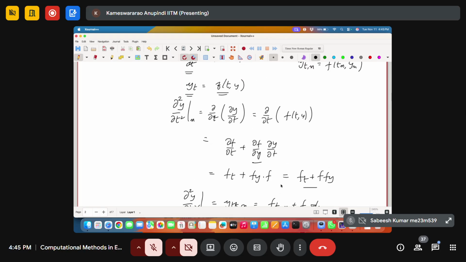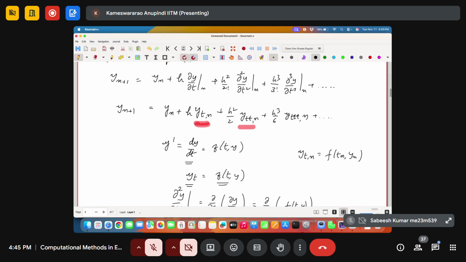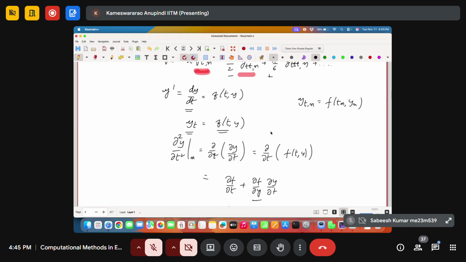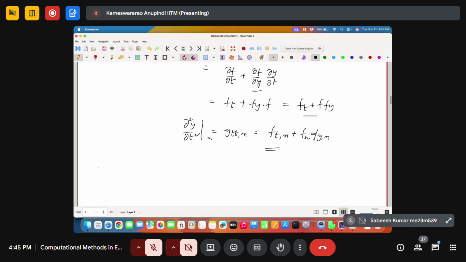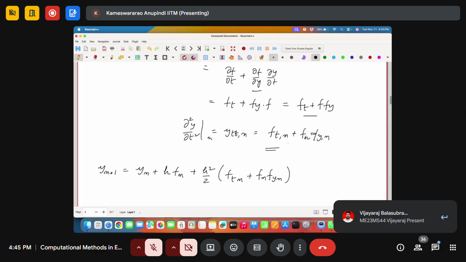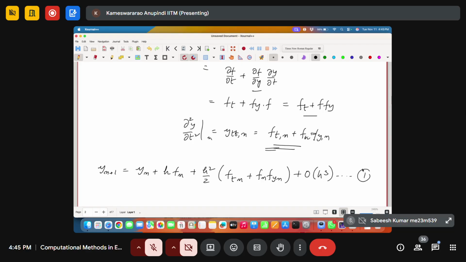So I'm going to go back and then substitute for these two in here for ytn and yttn, and then write up to order h cube. So that means my Taylor series expansion for yn plus 1 equals yn plus h times fn plus h square by 2 times ftn plus fn times fyn, because I just substituted this one, plus order h cube. Okay, so this is my equation 1. Let's call it equation 1.